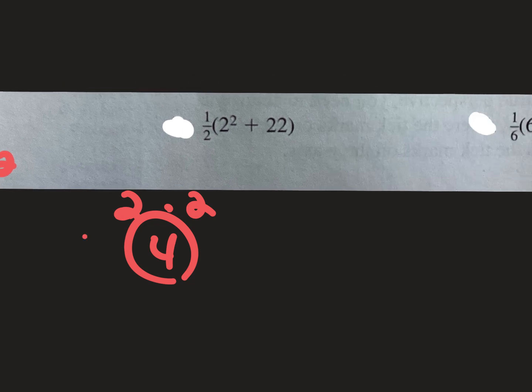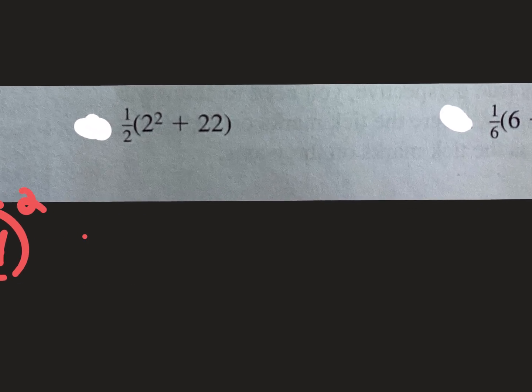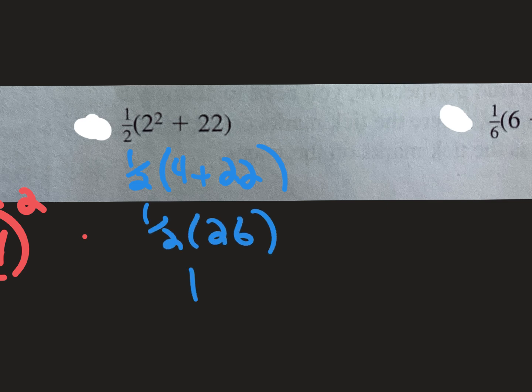Let's go to the second one here. It says 1/2 times 2 squared plus 22. Again, PEMDAS. 1/2 stays outside. I've got to do the exponent first. 2 squared is 4. Then I've got parentheses, 4 plus 22, and now I can multiply. Half of 26 is 13. All the way to that one.